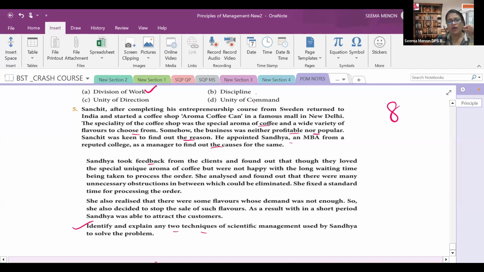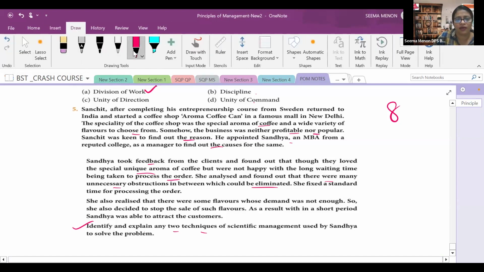Sandhya took feedback from the clients and found out that though they loved the special unique aroma of coffee, they were not happy with the long waiting time taken to process the order. She analyzed and found out that there were many unnecessary obstructions in between which could be eliminated. Unnecessary obstruction is one of the keywords for us, and the word eliminated we also discussed just now.